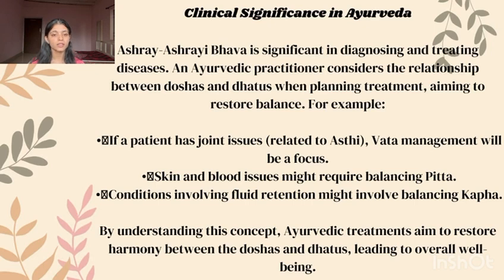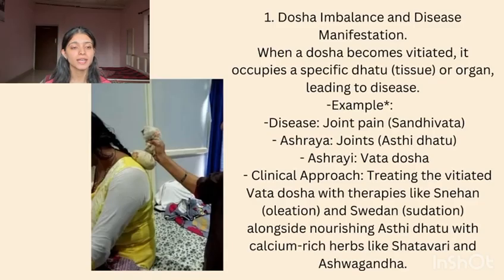Ashrayaashrayee bhava is significant in treating and diagnosing diseases. An Ayurvedic practitioner considers the relation between dhatus and doshas when planning treatment, aiming to restore balance. For example, if a patient has joint issues related to asthi, then vata management will be more in focus. Skin and blood issues might require balancing pitta. Conditions involving fluid retention might involve balancing kapha.